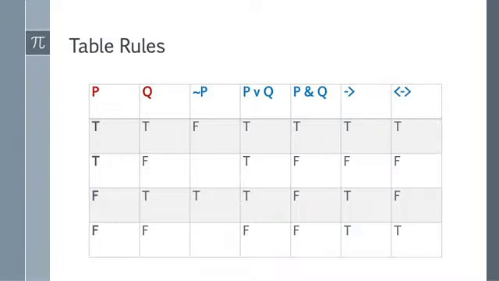The arrow, so P going to Q, it's always going to be true unless true goes to false. That's the only case where the arrow is false. For the double arrow, you just have to compare: do they have the same truth values, whether true or false? So if they both are true, it'll be true. If they both are false, it'll be true as well. However, if there's any mix or combination, if they don't match, then it will be false.